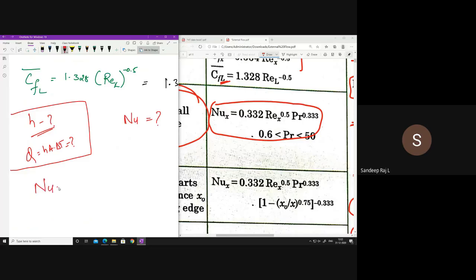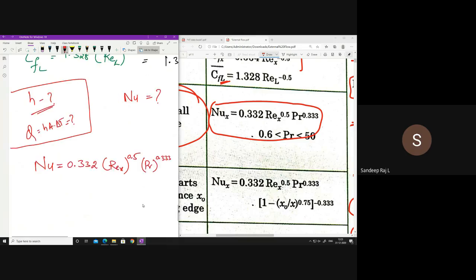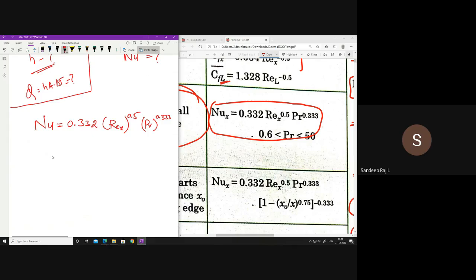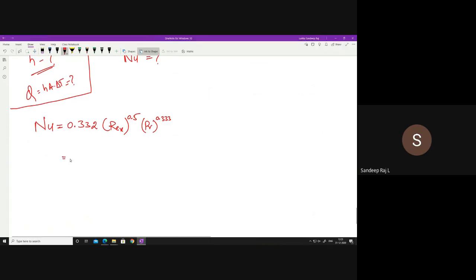So the Nu is equal to 0.332 into Rex whole to the power 0.5 into Prandtl to the power 0.33. Okay, so that is your Nu expression. So now you have everything on the right hand side. On the right hand side, you know the Reynolds number formula. Sorry, the Reynolds number value, you know it.